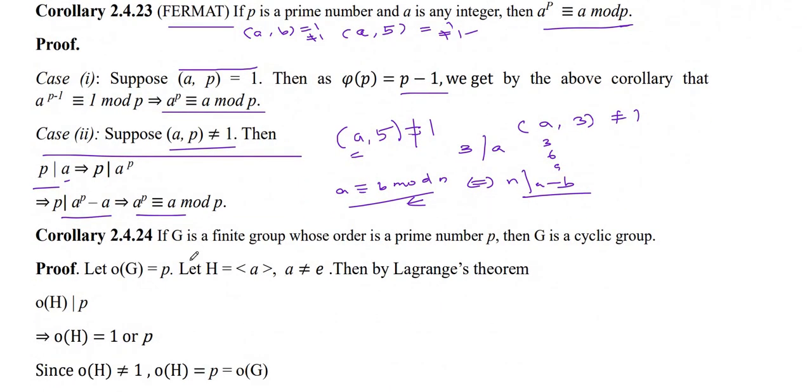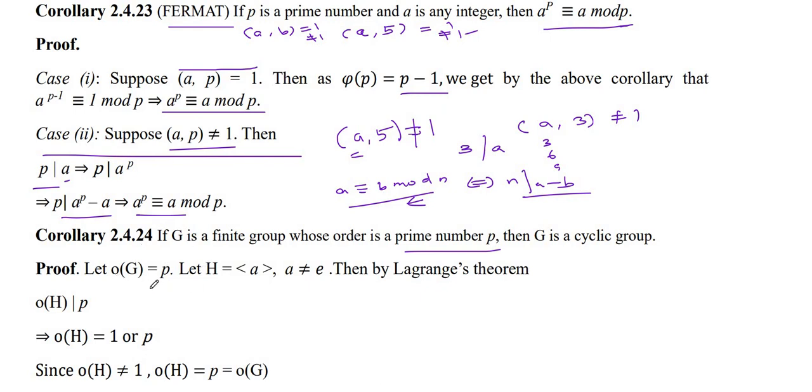Now the last corollary: if G is a finite group whose order is a prime number, then G is a cyclic group. See, all these 5 corollaries are very important. Either they will be applied in later results, or they can be asked in section A or B. They cannot be asked in section C. They can be asked in section A or B.